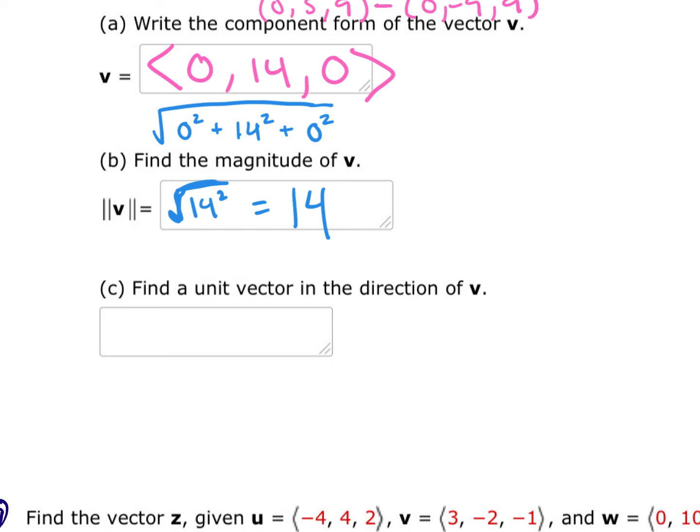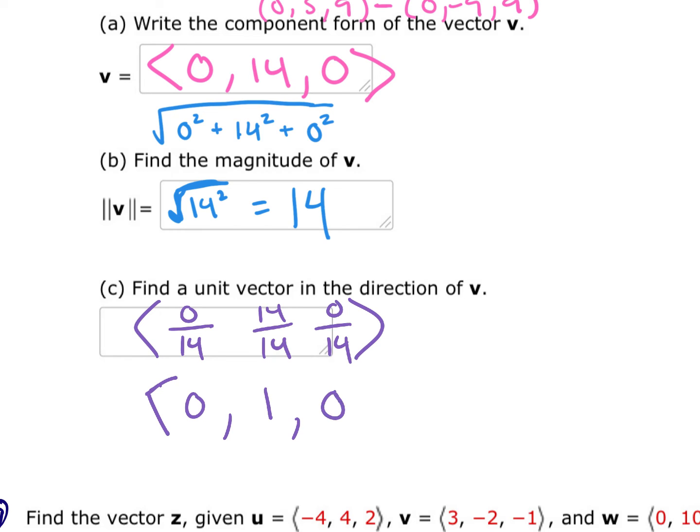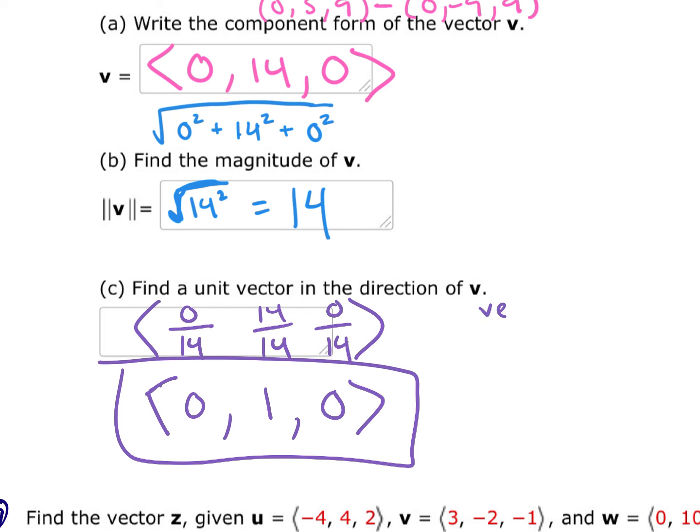All right, C, we have to find a unit vector in the direction of V. So how do I find the unit vector? So I take the component form, which is 0, 14, and 0, and divide it by the magnitude. So 0 divided by 14 is just 0. 14 divided by 14 is 1. And 0 divided by 14 is 0. So this is our unit vector. So it's the vector divided by the magnitude. That is a unit vector.